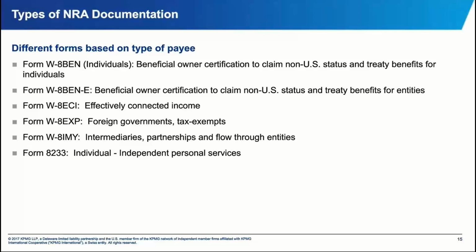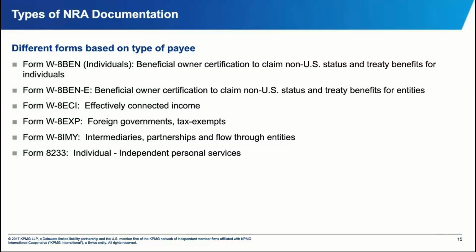The form was bifurcated back in 2014 when FATCA came to be. Before, there was just a W-8 BEN for any non-U.S. person that was claiming to be the beneficial owner. But now we have the W-8 BEN-E for entities. So again, they're certifying they're a non-U.S. entity. They are the beneficial owner. And again, they can use that form to claim treaty benefits if they're so entitled.